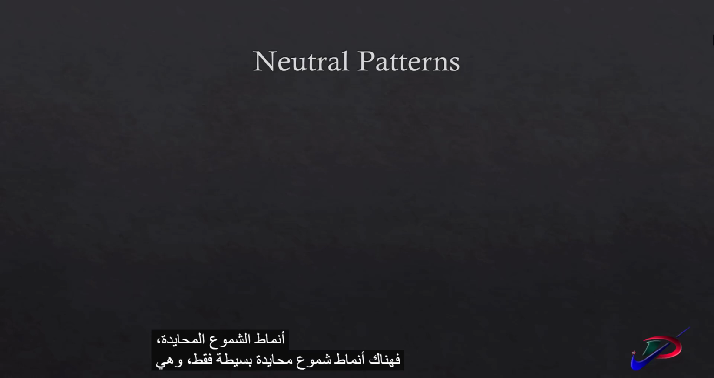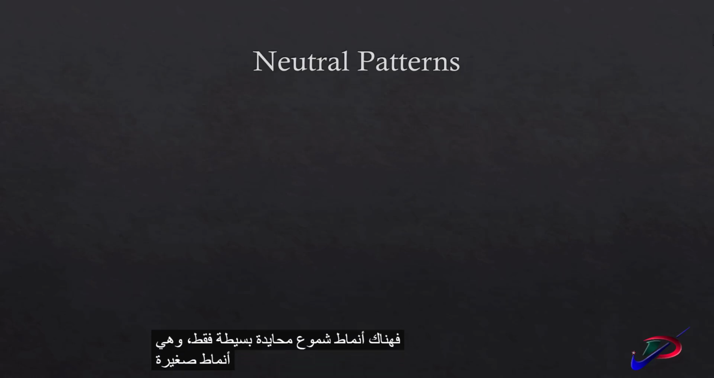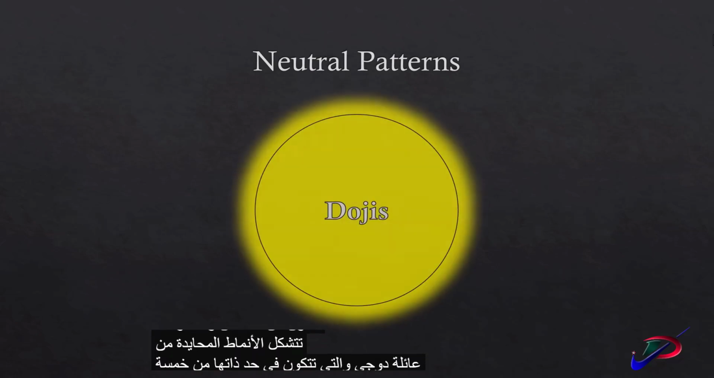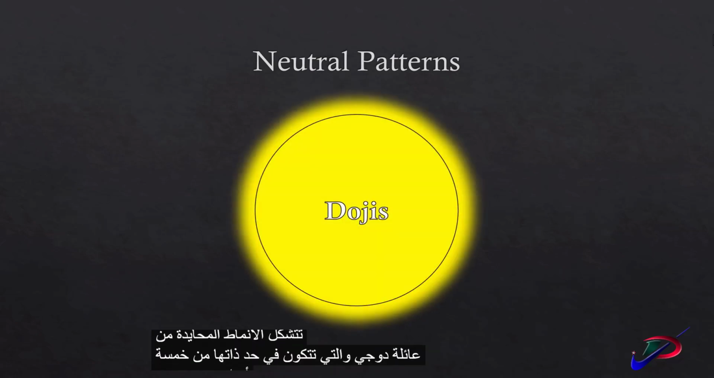There are only simple neutral candlestick patterns, meaning patterns formed by one candlestick alone. The neutral patterns are formed by the doji family, which is itself formed by 5 types of doji.